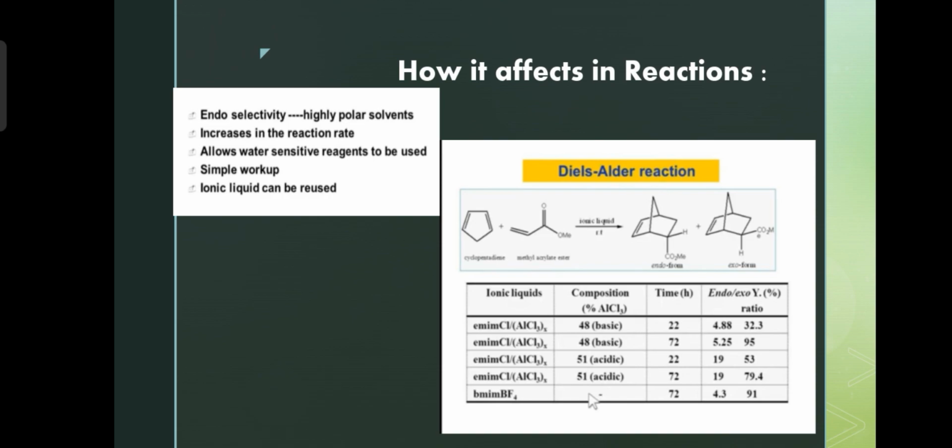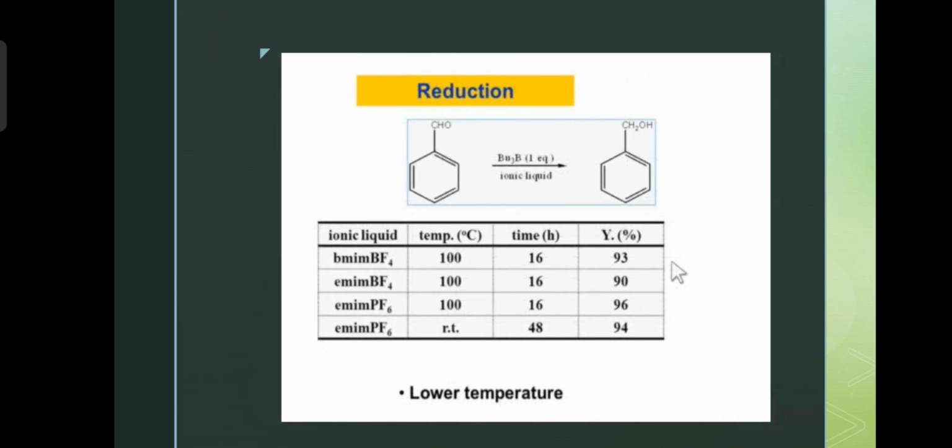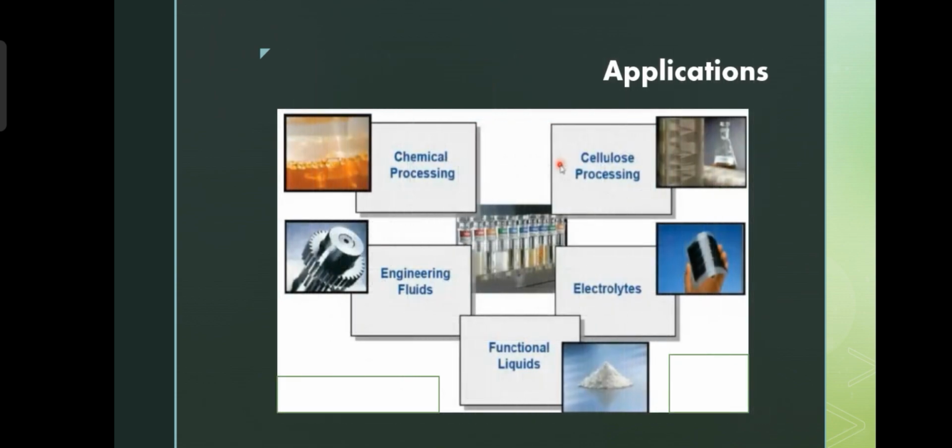So it's a good process, and you can analyze that in terms of time. Here the times are the same, 72 and 22. In this way you can see that a 91% yield is shown here, from BMIM BF6 and BF4. You can easily compare in which case we get the better result. Next is the hydrogenation reaction. Next is the reduction process, and here is the application.